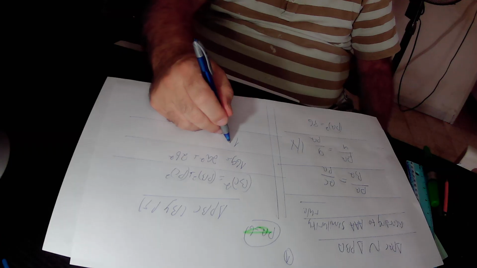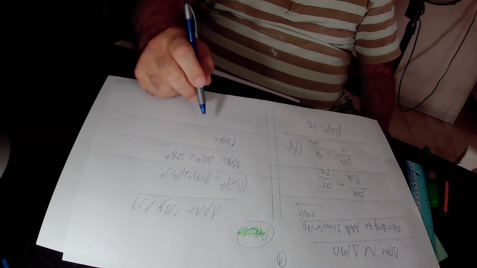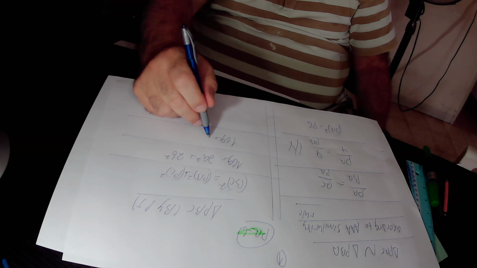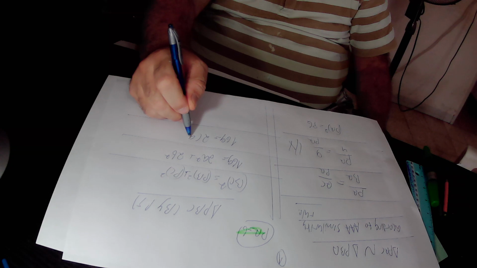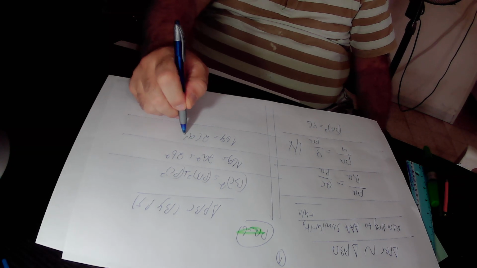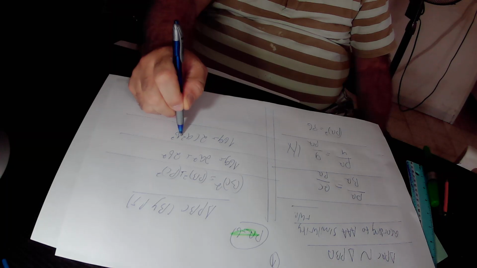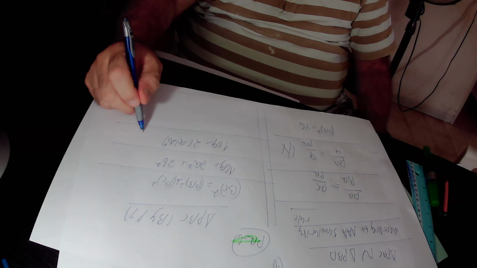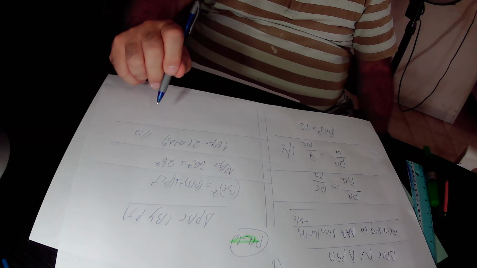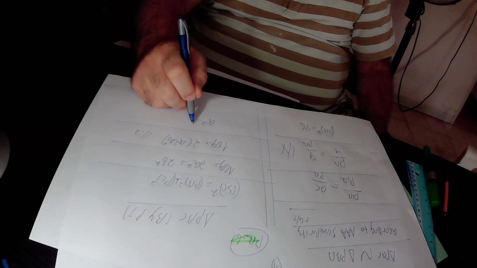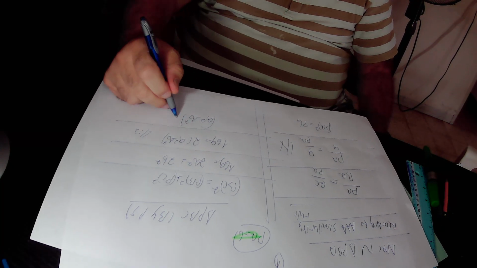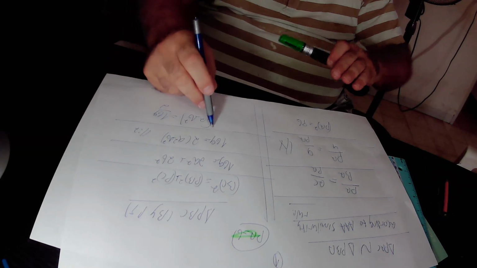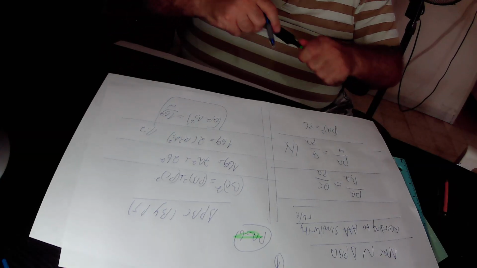So 169 equals, we take 2 out as a common factor from those two expressions. Inside the brackets we are left with a squared plus b squared. So 169 equals 2 times (a squared plus b squared). Here we divide this equation by 2 and finally get that a squared plus b squared equals 169 over 2.